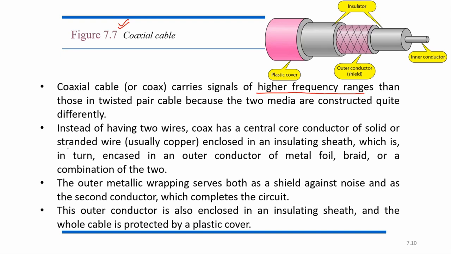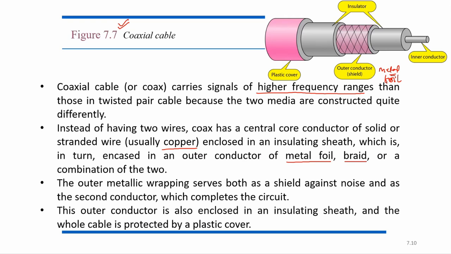Instead of having two wires, coaxial has a central core conductor of solid or stranded wire, usually copper. So here again copper will be used, enclosed in an insulating sheath, which is in turn encased in an outer conductor of metal foil. So metal foil will be the outer conductor, foil or braid or a combination of the two.